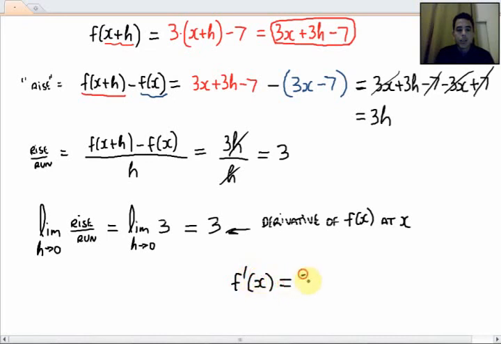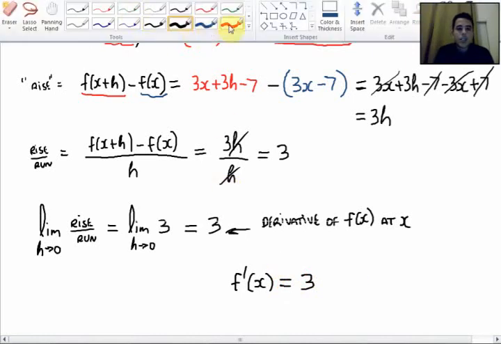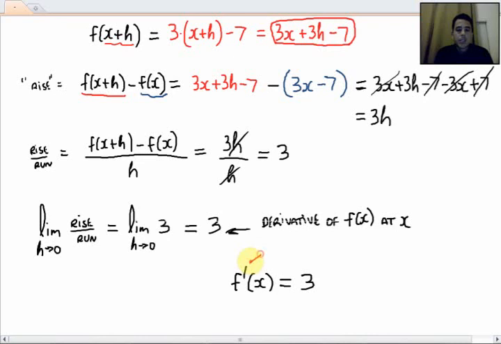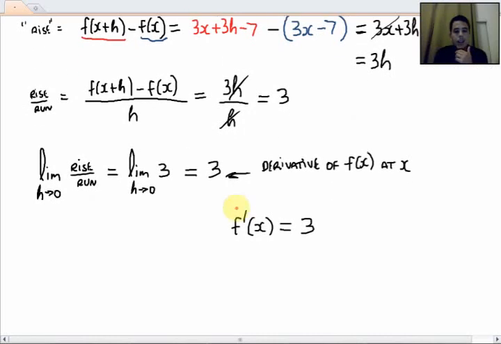So the conclusion is f derivative is simply 3. Don't forget that this symbol here looks like a number 1, but it's not really number 1, it's simply an apostrophe, right? It represents derivative. It's the derivative of f. Every time you see this symbol here, it means derivative of f. All right, there we go. This is the answer for the first question there.